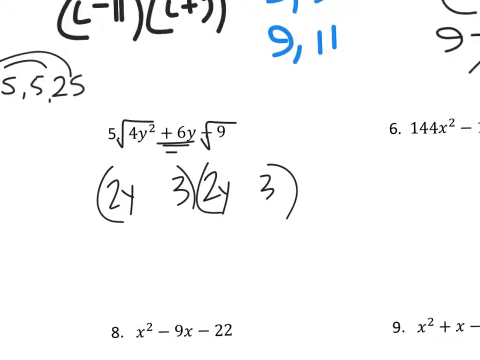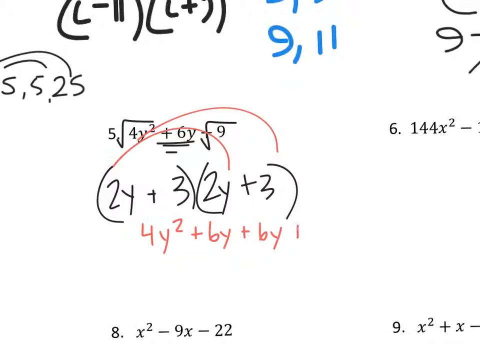Now, if this is a positive in a perfect square trinomial formula, these two will be positives. So I need to check to see if it FOILs out. 4y squared plus 6y plus 6y plus 9. That doesn't give me 6y, that gives me 12y.